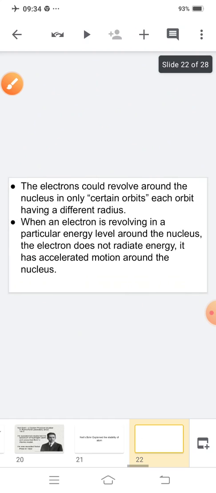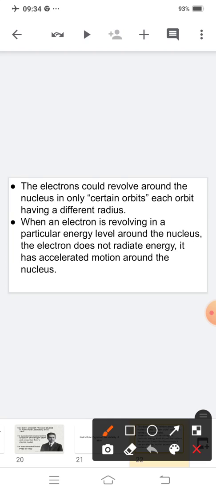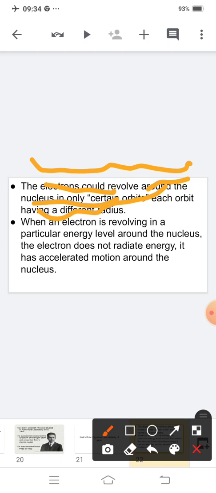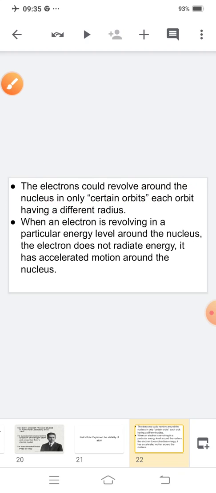So, we have done this. The electrons could revolve around the nucleus in a certain orbit, and each orbit has a different radius. The second one: when an electron is revolving in a particular energy level around the nucleus, the electron does not radiate energy, and it has accelerated motion around the nucleus. This point I have explained already. Clear? I think this is very clear to you.